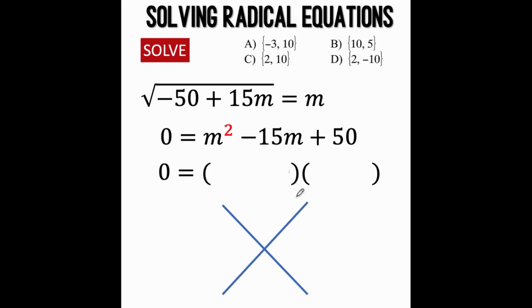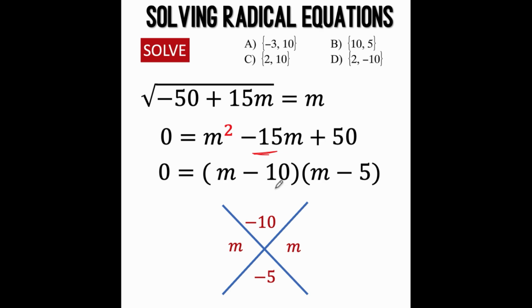We need the factors of m squared and the factors of 50. M squared is m times m, so we write m times m here. For 50, there are several pairs of factors, but we want the pair in such a way that when you add them, the result is this middle term, negative 15. And so, what we need is negative 10 times negative 5 because the product is positive 50, and the sum is the coefficient of the middle term, negative 15. Therefore, the factors are m minus 10 and m minus 5.